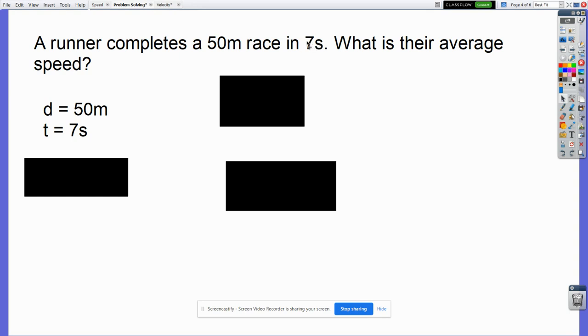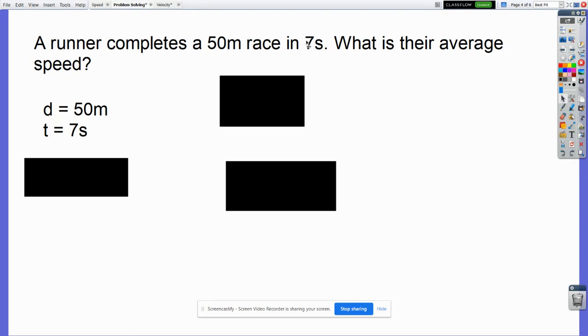Now I ask myself, are there any hidden numbers? This doesn't have any hidden numbers in it. It doesn't say anything in here about a thing coming to a stop or starting from a standstill. Nothing's falling. There's nothing that strikes me as a hidden number in this one. So that is my complete list.